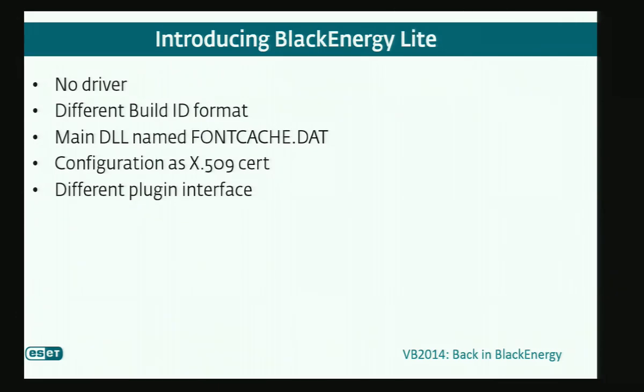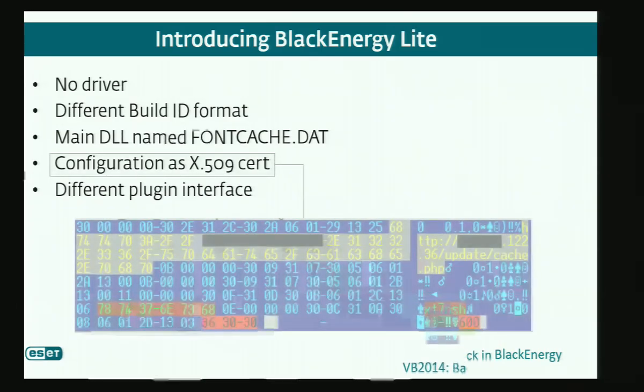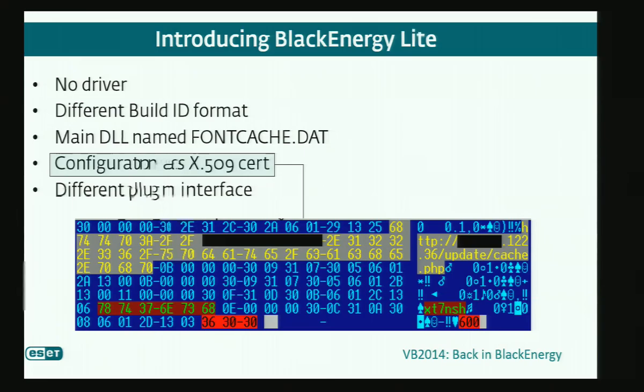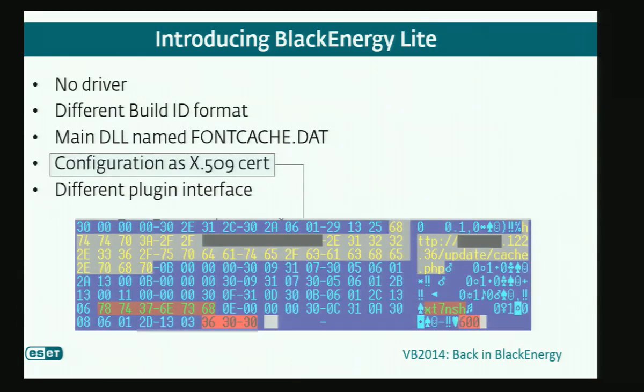Also, an interesting difference between BlackEnergy Lite and the regular big BlackEnergy is how it stores its configuration data. The regular BlackEnergy stores it in the form of XML files, whereas BlackEnergy Lite stores it in an X509 certificate, which is kind of unique, and it uses a crypto API to parse this configuration data.